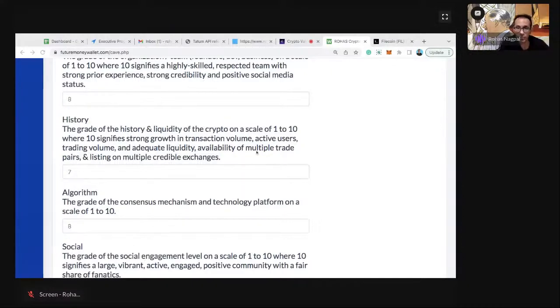Availability of multiple trade pairs. So for example, as an Indian, I would want an INR pair available. Globally, you would want Bitcoin, ETH, dollar, USDT, USDC trade pairs. The more the trade pairs, the better it is. And finally, listing on multiple exchanges. The more exchanges it is listed on, centralized as well as decentralized, the better it is.